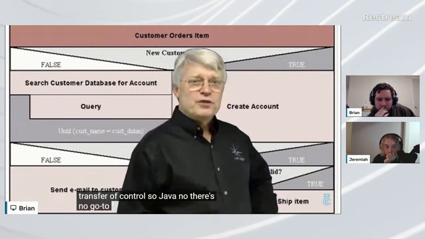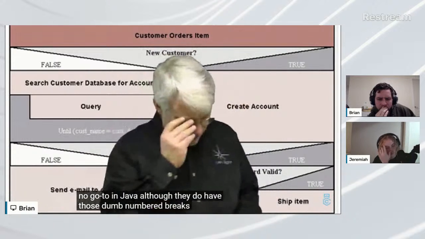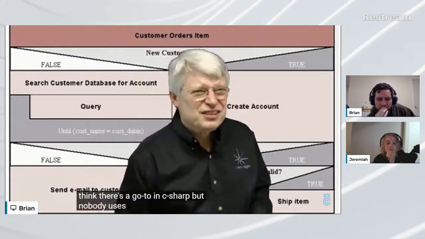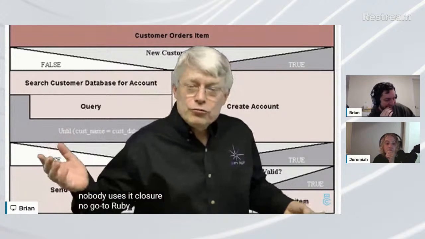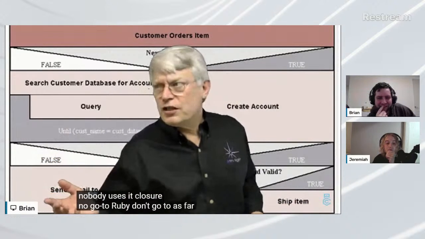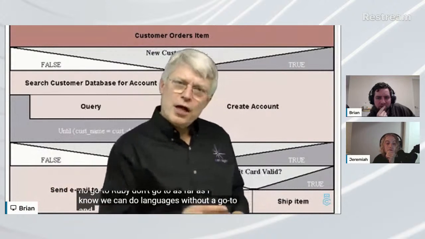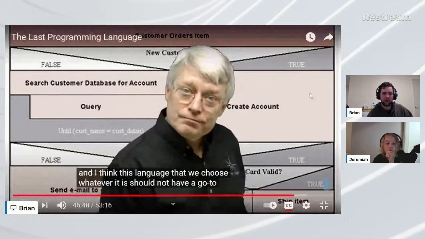Java, there's no go-to in Java, although they do have those dumb numbered breaks. C#, I think there's a go-to in C#, but nobody uses it. Clojure? No go-to. Ruby? No go-to, as far as I know. We can do languages without a go-to, and I think this language that we choose, whatever it is, should not have a go-to.